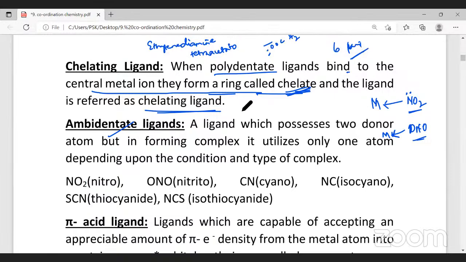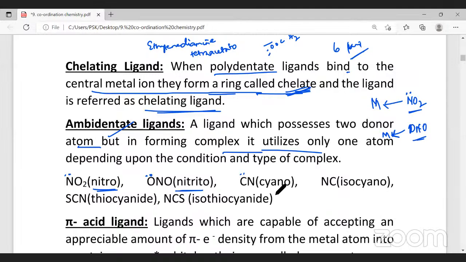What are ambidentate ligands? A ligand which possesses two donor atoms but, in forming a complex, utilizes only one, is called an ambidentate ligand. So a ligand which has more than one type of donor atom is called an ambidentate ligand. So nitro is an example. See, here the donor atom is nitrogen, here the donor atom is oxygen. When nitrogen is the donor atom, it's called nitro. When oxygen is the donor atom, it's called nitrito. The molecular formula remains the same.